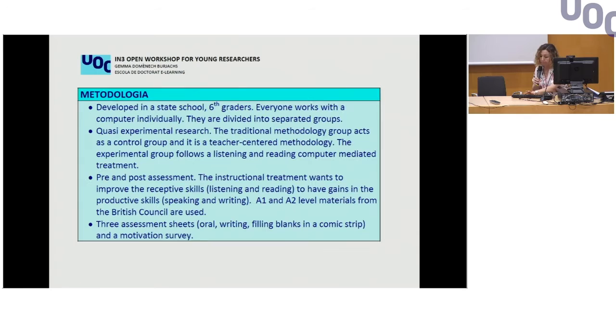And well, the methodology I followed is the following one. The research is developed in a state school with sixth graders, where everyone works with a computer individually. They are divided into separate groups. It's a quasi-experimental research. The traditional methodology group acts as a control group, and it is a teacher-centered methodology. The experimental group follows a computer-mediated listening and reading treatment. There is a pre- and a post-assessment. The instructional training wants to improve the receptive skills to have gains in the productive skills. A1 and A2 level materials from the British Council are used.